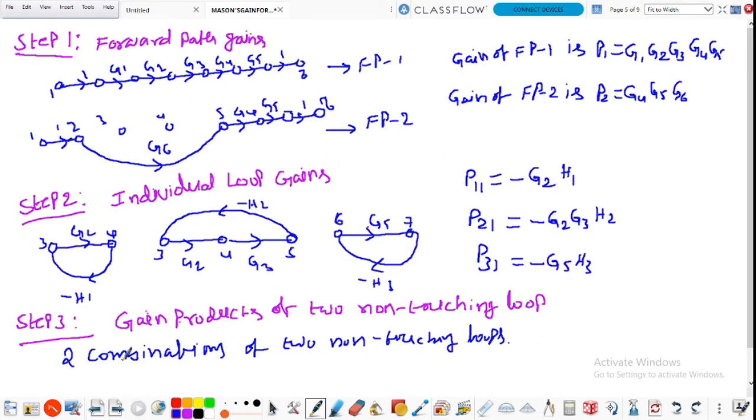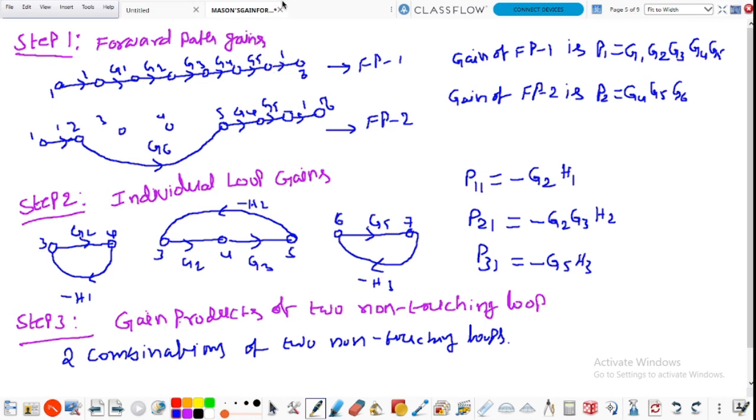And these are the individual loops, and this is the first forward path. Now here all the loops are touching this forward path 1. These are the individual loops. All these three loops are touching the first forward path 1. So since there is no part of the graph which is not touching the first forward path, there is no sum of individual loop gains, and there is no sum of gain products of all possible combinations of two non-touching loops.